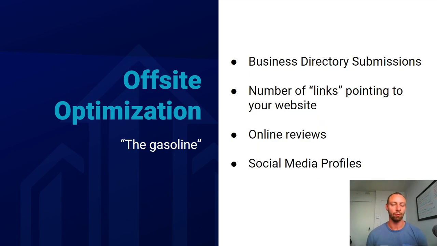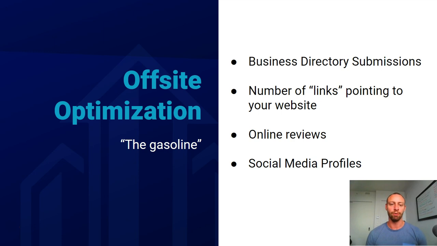The second component, what we call off-site optimization, or the gasoline in the car gas analogy, consists of business directory submissions. So you've probably heard of something called citations in the past, and this is just a fancy way of saying business directory submissions. Essentially, you want to make sure that the information that is in these business directories is consistent with the information that you have in your Google My Business listing. So it's important that you make sure that your business's name, address, and phone number is consistent throughout all these directories where your company is listed online, and also consistent on your website.